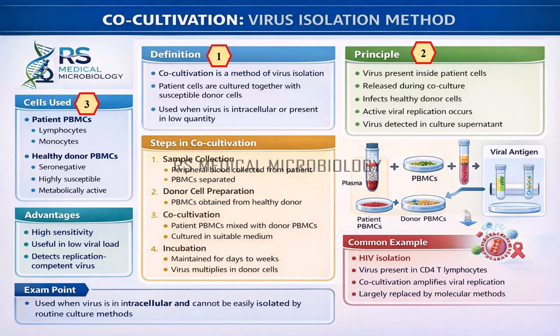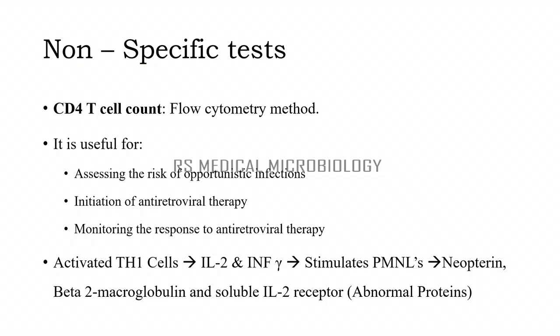What all cells do we use? The patient's lymphocytes and monocytes which are infected, and the healthy donor cells, which means seronegative, highly susceptible and metabolically active cells, can be used. So what is done? Sample is collected from the patient, the cells are separated out, donor cells are separated out the same way, and they are mixed in a suitable culture medium and incubated for days to weeks, and the virus will slowly come out and infect the donor cells. So what are the advantages? Basically, they are highly sensitive, useful in very low viral load infections, and it will detect the replication of the competent viruses.